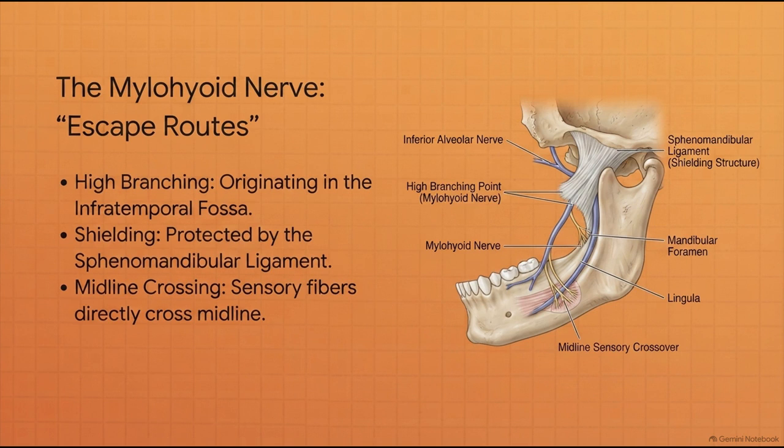And the hidden complexity here is wild. The mylohyoid might branch off unusually high in the infratemporal fossa, totally sidestepping the pool of anesthetic you just laid down for your standard INB. Or it might be literally shielded by the dense pterygomandibular ligament. Oh, and get this, some of its fibers can even cross directly over the midline to provide contralateral innervation. Basically, if you aren't accounting for the mylohyoid nerve, your block is probably going to fail.